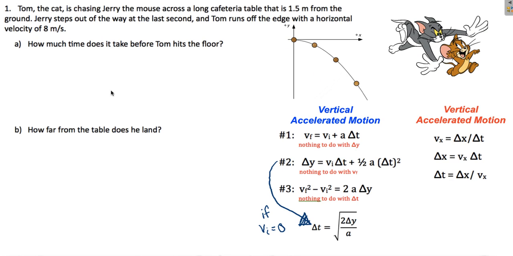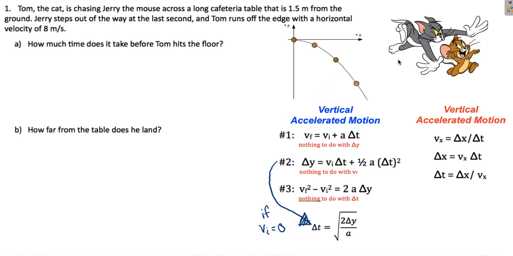Alright, I'm going to help you out with practice 5.7, problem 1. Tom the cat is chasing Jerry the mouse across a long cafeteria table that is 1.5 meters from the ground. Jerry steps out of the way, and at the last second, Tom runs off the edge with a horizontal velocity of 8 meters per second.